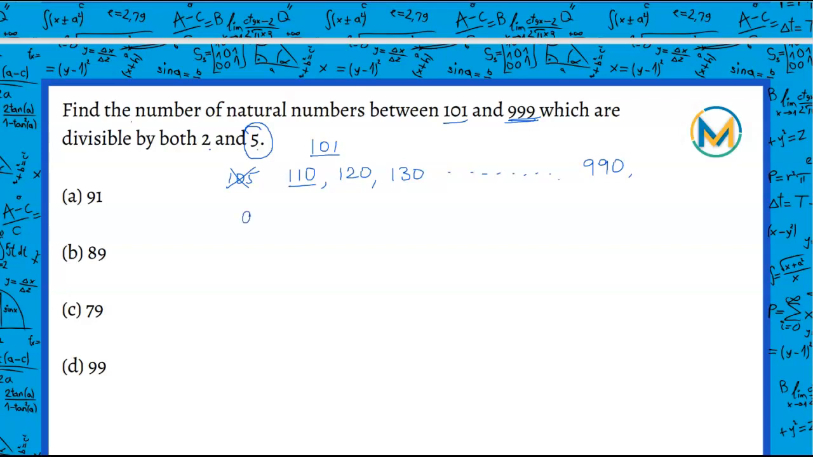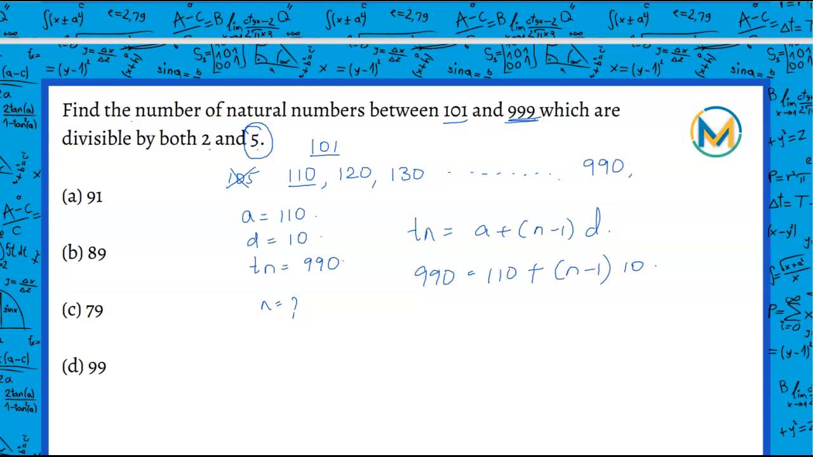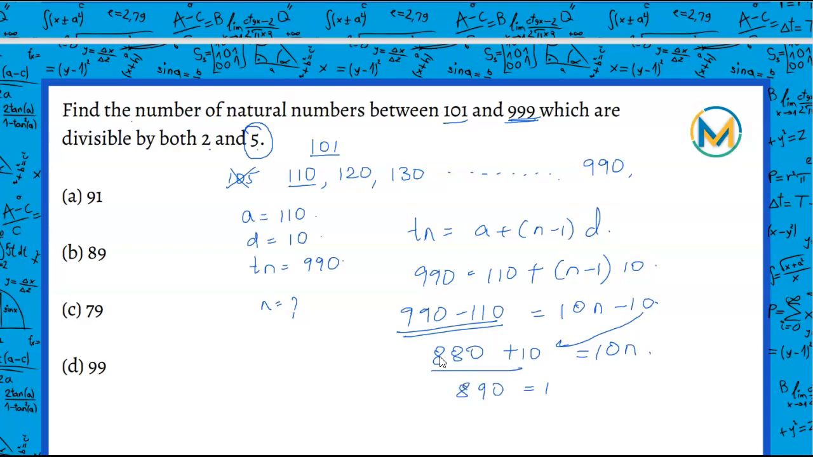So here A is 110, D is 10, and Tn, the last term, is 990. We need to find n. Same formula, Tn = A + (n - 1)d. Tn is 990, A is 110, and D is 10. So 990 minus 110 is equal to 10n minus 10. When I subtract this, I get 880. This comes to that side, so it becomes plus 10, equal to 10n. This would become 890 is equal to 10n.